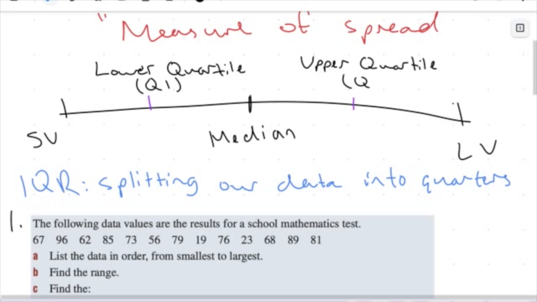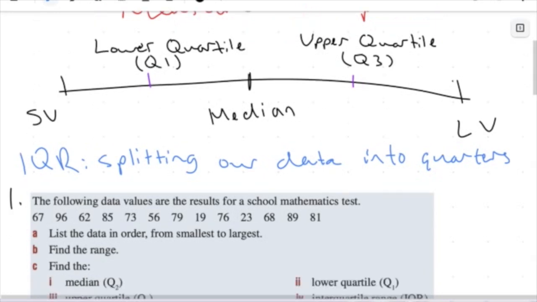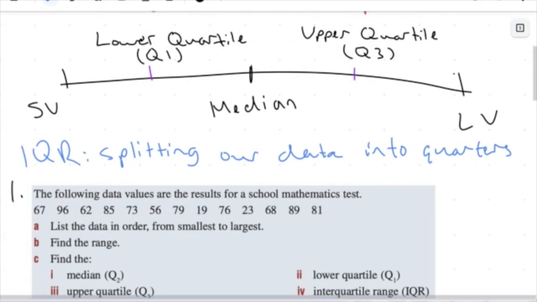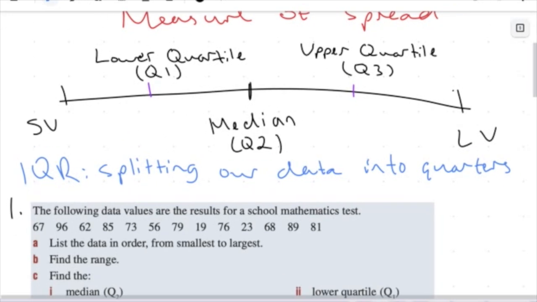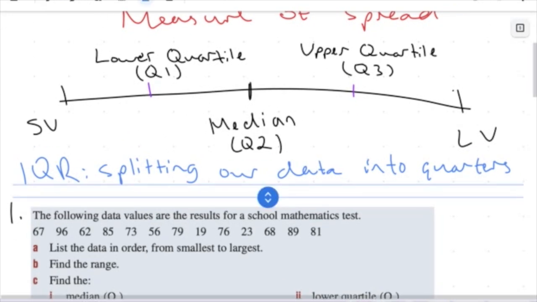And we call this Q3 for short. Now, the reason we call that Q3 is because our median, we typically call that Q2 when we look at these types of data. Now, you don't have to think of it as Q1, Q2, Q3. It's just shortened.